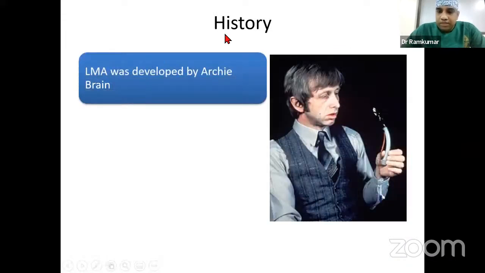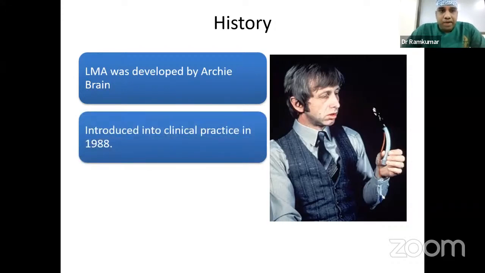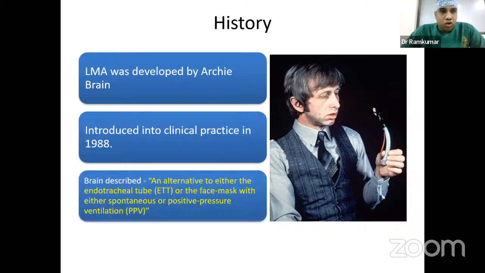To begin with the history, the LMA was the first supraglottic device. This is the laryngeal mask airway. That's a trademark device. In exams, you can't use laryngeal mask airway as a terminology because it's a trademark name taken by the laryngeal mask company. The LMA was the first device developed by Dr. Brain in 1981, but it came into practice in 1988 in the UK and in 1991 in the US, and further on we've got many other devices.